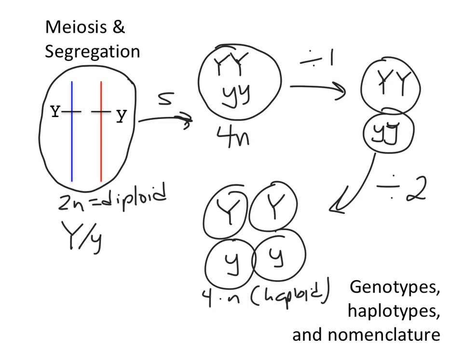So the slash is critical. The slash represents the separation between 2 different molecules of DNA. So on one side of the slash, we have one allele. On the other side of the slash, we represent whatever the allele nomenclature is for the other version of that gene. That's a genotype.